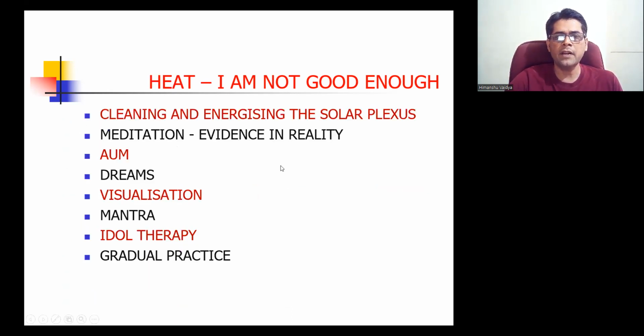Now, what do we do in HEAT additionally? We would clean and energize solar plexus, which is the seat for domination, submission. I am good enough, I am not good enough. We would ask him to do meditation on evidence in reality, taking up any one event slowly and gradually. And this would involve a thorough understanding cognitively, affectively, and look at it from an observer status.